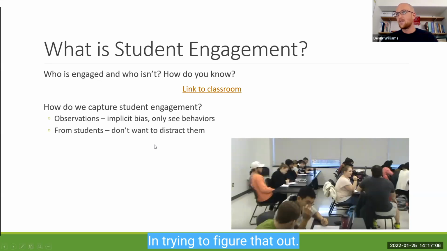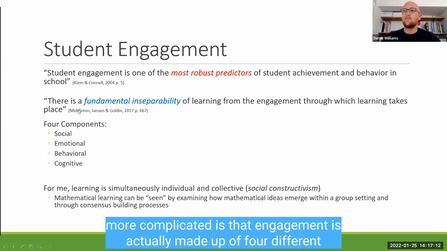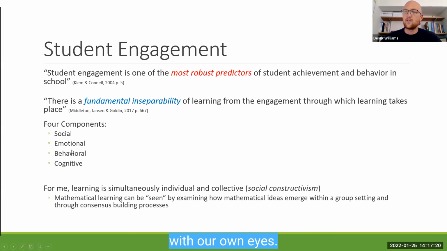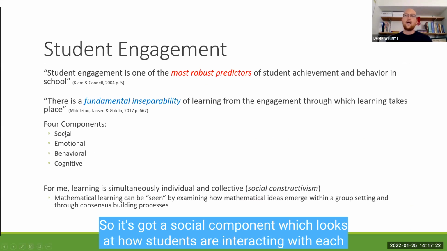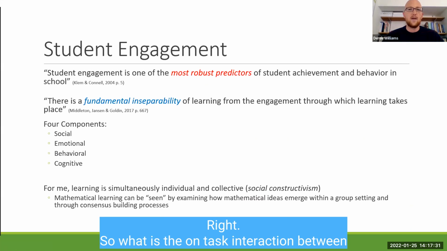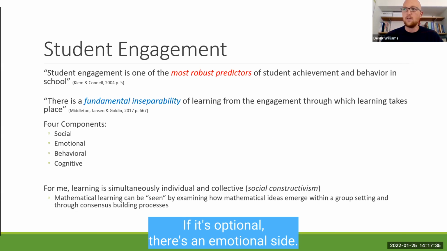So for me then, or perhaps why this gets even more complicated, is that engagement is actually made up of 4 different components, only one of which we can actually see with our own eyes, right? So it's got a social component, which looks at how students are interacting with each other in regards to the topic or the content, right? So what is the on-task interaction between students, and with whom do they choose to work if it's optional?